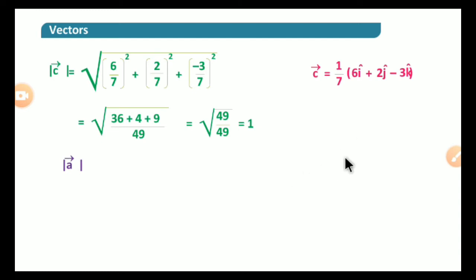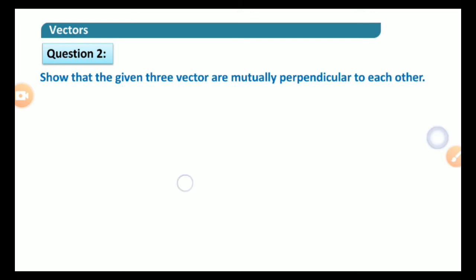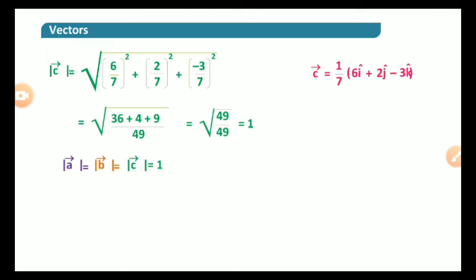Therefore, the magnitude of A is equal to the magnitude of B, which is also equal to the magnitude of C, which is equal to 1. This means the magnitudes of all three vectors are equal to 1. Therefore, here we can see that these three vectors are unit vectors.